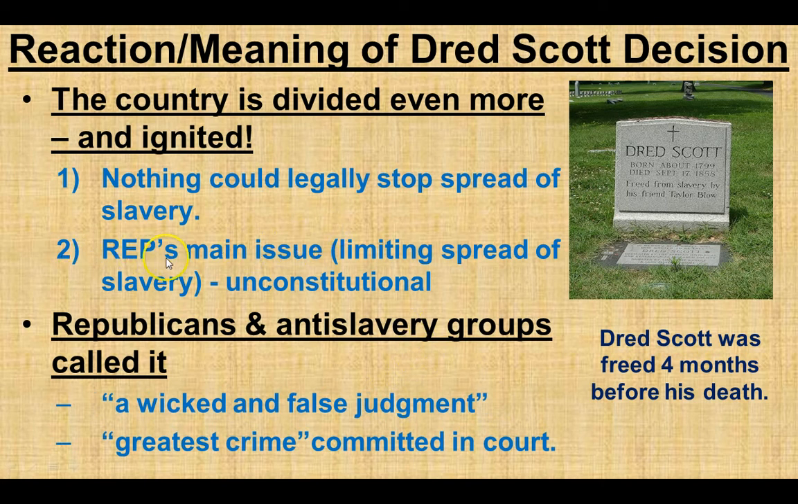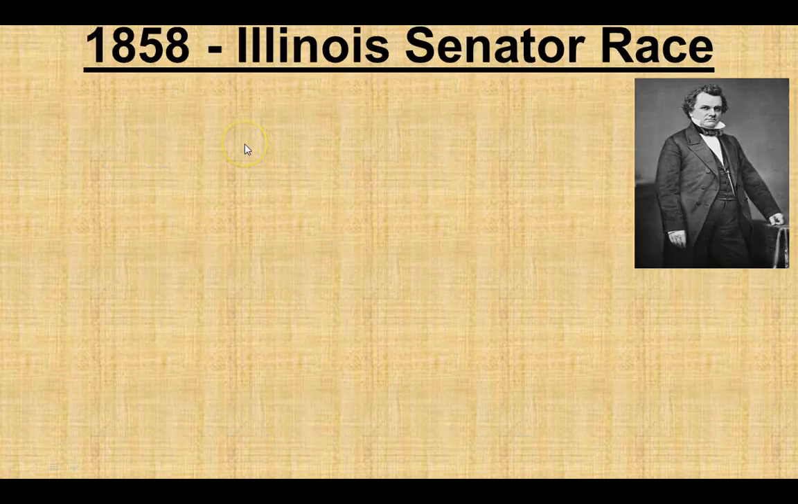And in fact, the whole purpose behind the formation of the Republican Party is illegal. The Republican Party's main issue is they want the repeal of the Kansas-Nebraska Act, and they want to stop the spread of slavery. It's unconstitutional, can't limit it. So this throws things into a tailspin, great rage and anger about this. The Supreme Court is protecting slavery. Congress is protecting slavery with the Kansas-Nebraska Act.